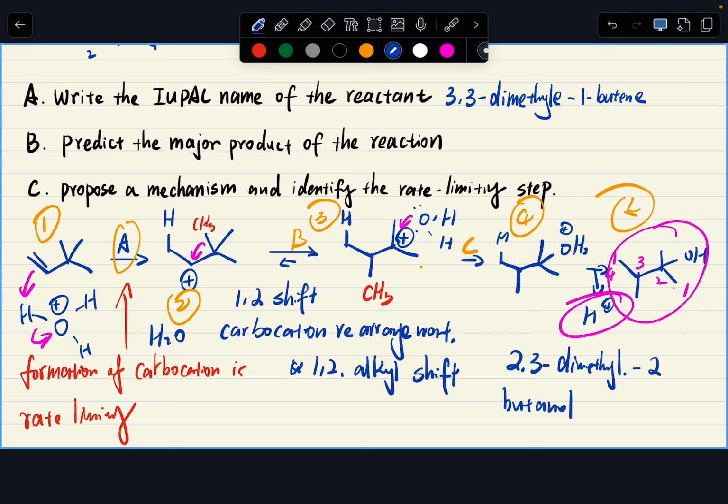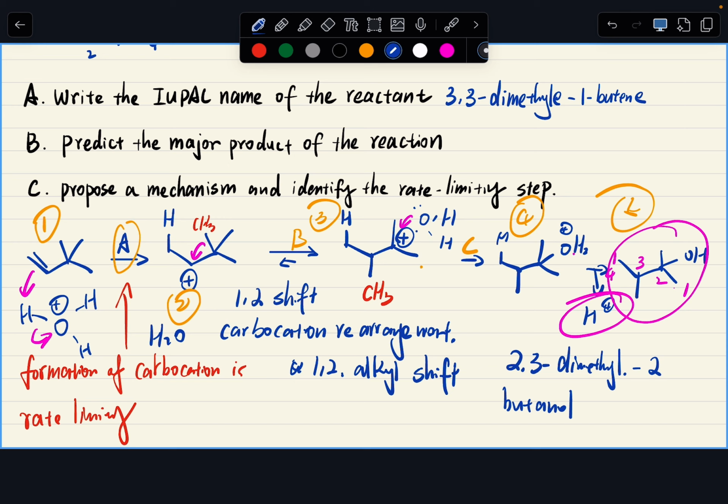Yes? Wait, so the vast majority of the time, the first step is the rate limiting step? No, it's very specific. The identity of the rate limiting step is very reaction specific. We're saying for electrophilic addition reactions, the formation of the carbocation is the rate limiting transition state. Yes. The water, can it act as a nucleophile or an electrophile?